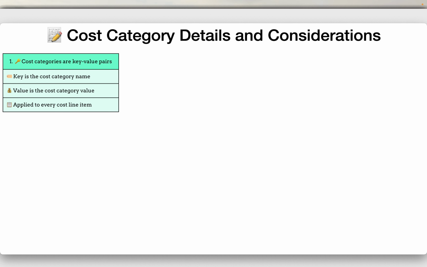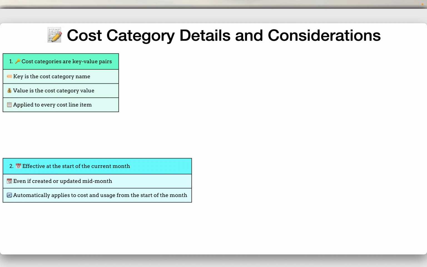Okay, some cost category details and some considerations. Cost categories are key value pairs which are similar to resource tags. Tags, we know, you can apply to every resource, and you can have multiple tags. So they are similar, like key value pairs. A cost category is a key value pair applied to every cost line item, with the key being the cost category name and the value being the cost category value.